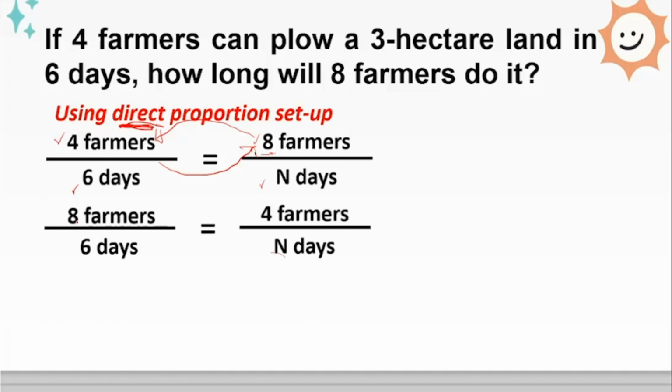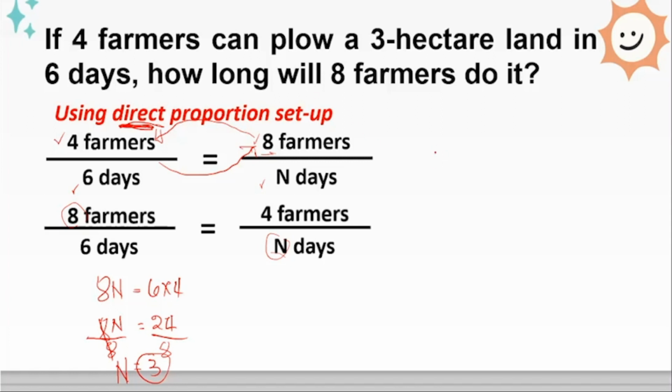Okay. So, 8 times n. The answer will be 8n as 6 times 4 is equal to 24. So, 8n is equal to 24. Then divide again both sides of the equation by 8. So cancel 8, n is left. 24 divided by 8 is 3. So it's the same answer, right? But what we used here is direct proportion.